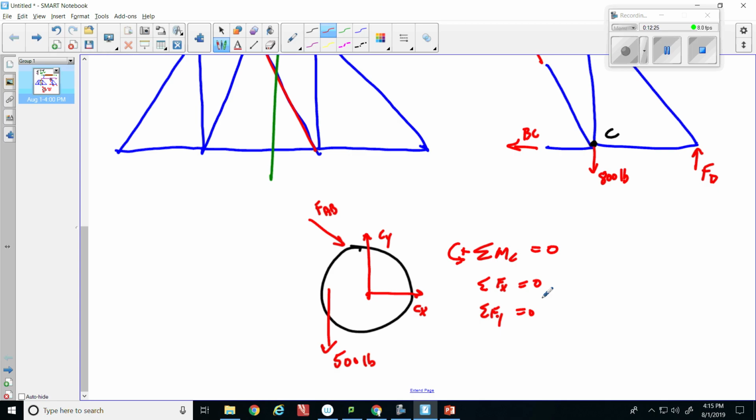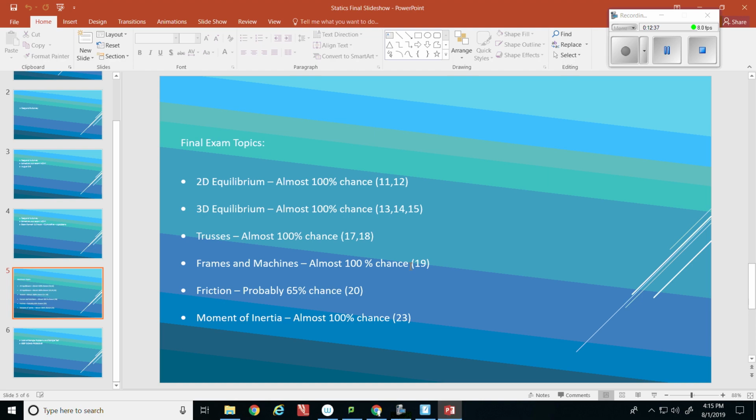But in the end, most of the points are not going to be from solving it. Most of the points are going to be from free body diagrams and setting it up. Okay, that's how it's going to be. All right. So that'll be my strategy, and then the 3D equilibrium problem.